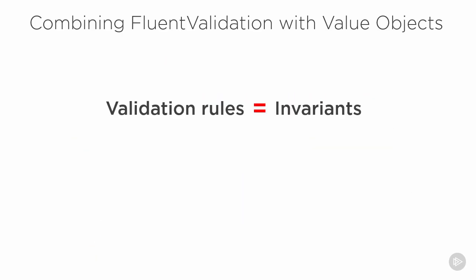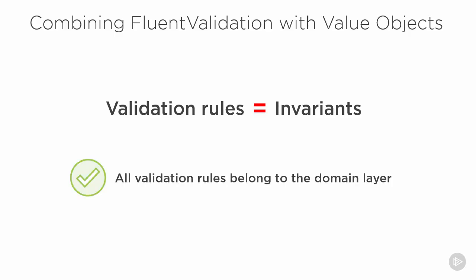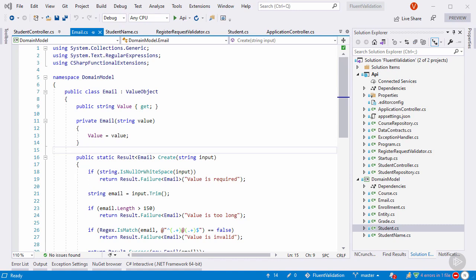The second building block is that all validation rules belong to the domain layer. That's because these rules are the same thing as invariants, and as I already mentioned, invariants define our domain model. We use validation rules to differentiate valid and invalid domain objects. So where exactly should we keep our validation rules then?